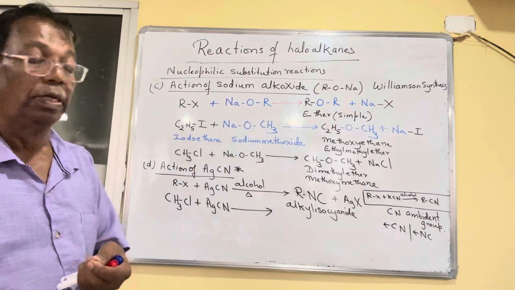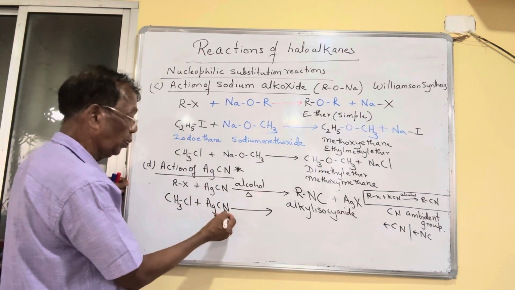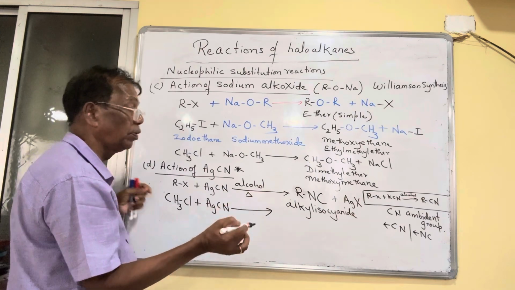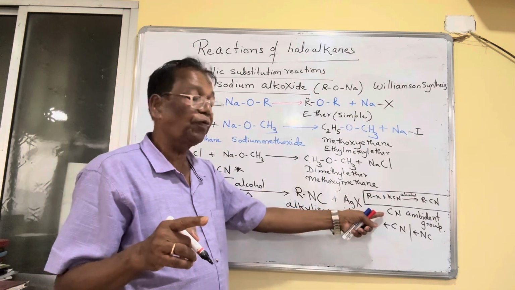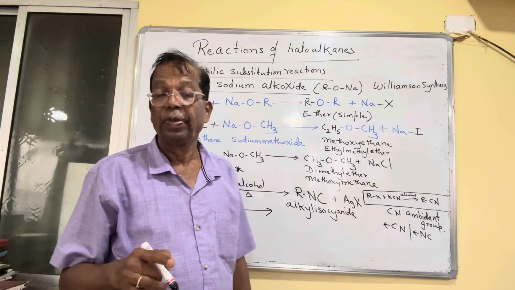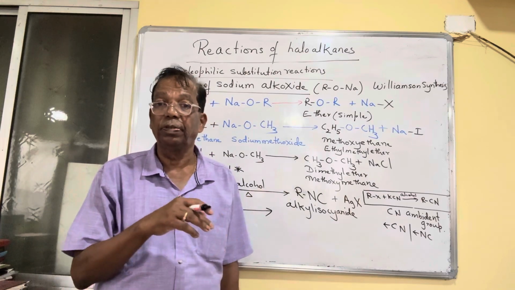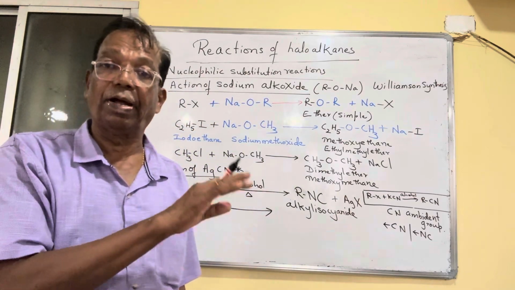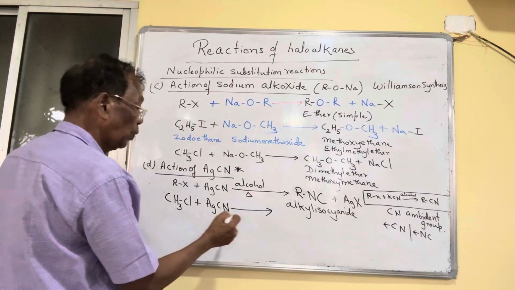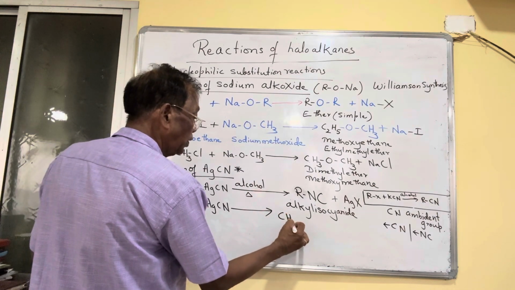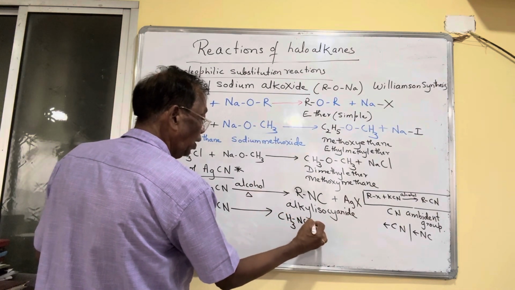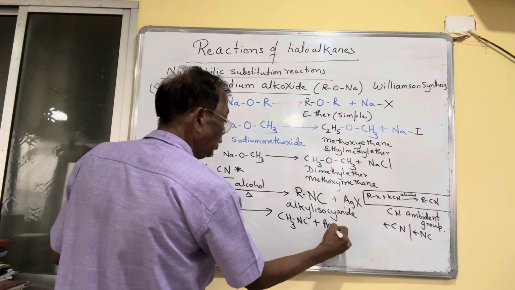And do not forget. So remember here, the cyanide group is an ambident group. So what is an ambident group? It has two different ways of linkage. There are some other groups also. One I have given now today, cyanide. I will not confuse. So what we'll get here will be CH3 with NC plus AgCl.